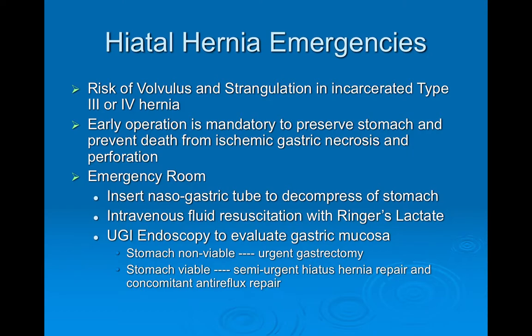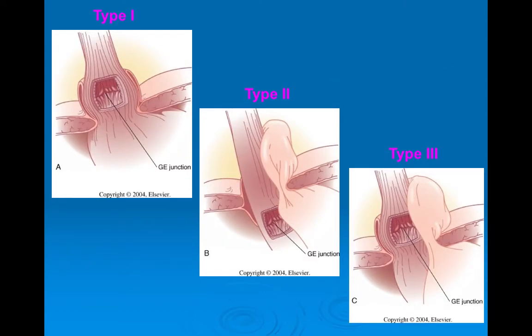So hiatal hernias, you can NG tube decompress them. If that's unsuccessful, you probably need to go to the OR to decompress it. So here are some different types. Type 1 is essentially a sliding hernia. It goes up, goes down. It's not a big deal. People may notice it, they might not. Type 2, maybe you've got a little more stomach up there, but it might be symptomatic. It's surprising how many people we see that don't even know that they have one, but a lot of times it's still incidental.